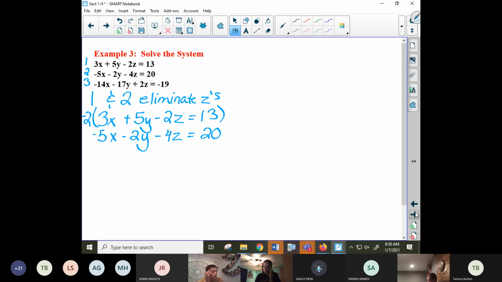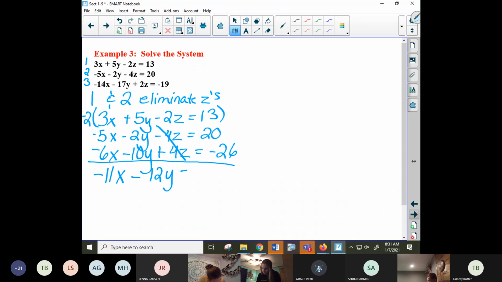And I'm going to multiply by negative 2 on everything. So this would be a negative 6x, a minus 10y. Negative 2 times negative 2z is plus 4z's. So notice my z's are going to cancel. And negative 2 times 13 is minus 26. Okay, then you can cancel your z's. And what we would get here is negative 11x minus 12y equals negative 6.